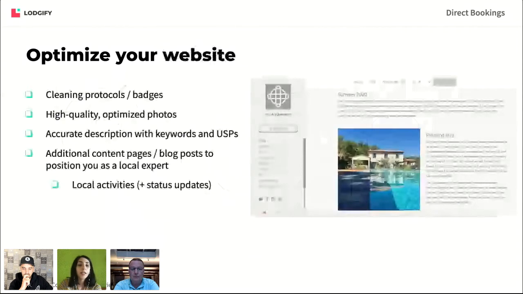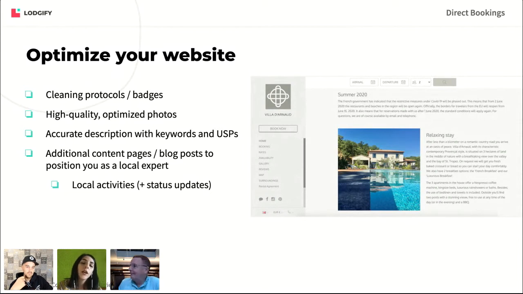So about optimizing your website, as I mentioned, cleaning protocols and badges. We've seen a lot of our customers at least leaving a short mention where they talk about the cleaning protocols they're following, how they're cleaning their properties. Some of them even have badges which say COVID safe or safe and clean. We even released recently on our blog a badge that you can put on your website or on top of your pictures or wherever.